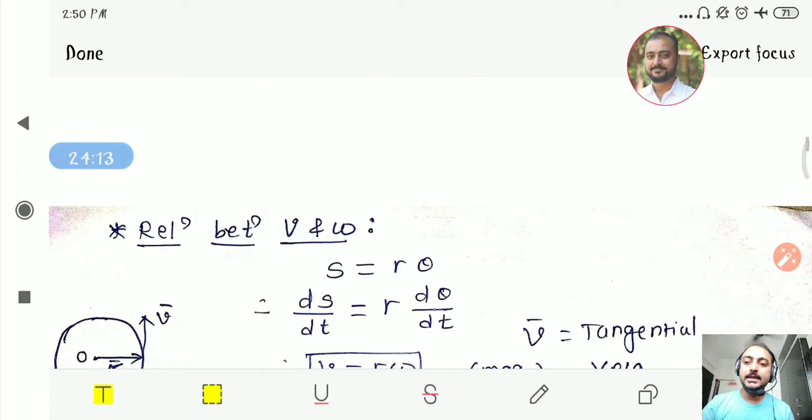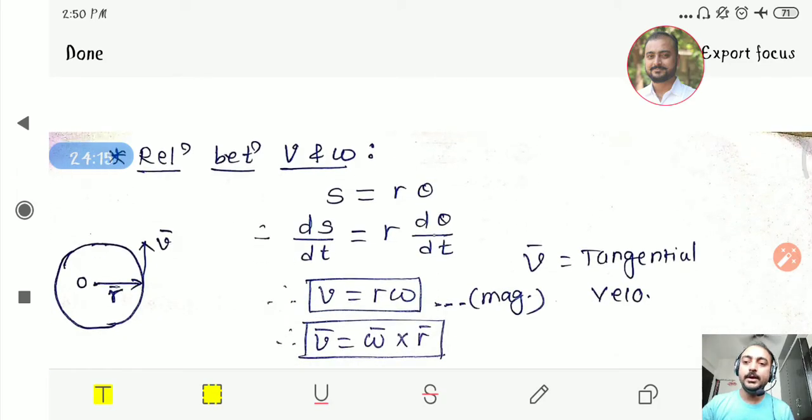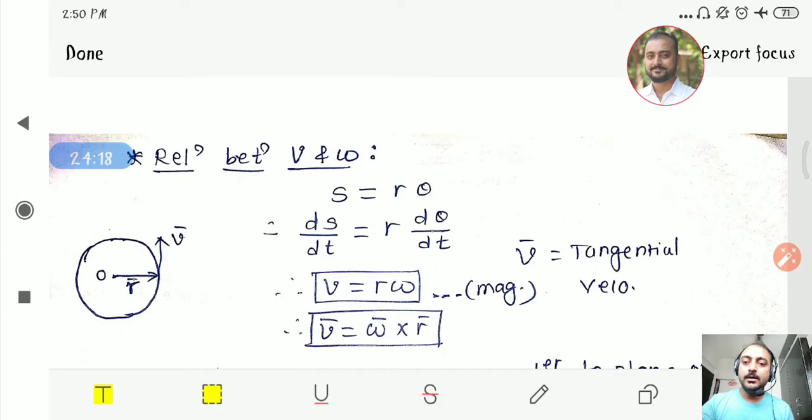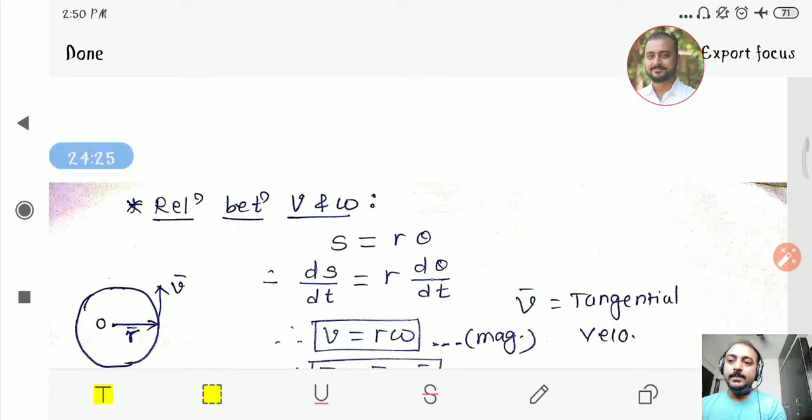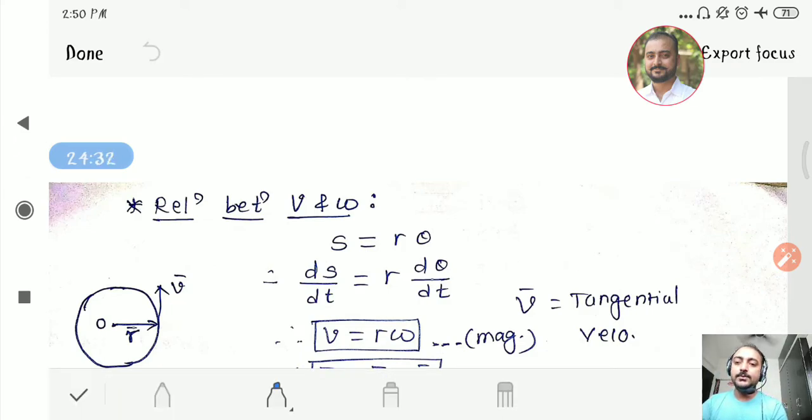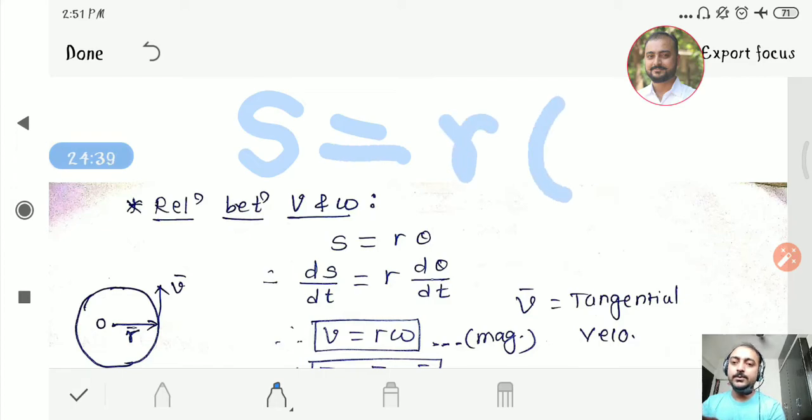Here I am representing the relation between v and omega. Okay, so to represent the relation between v and omega, here we have to use the simple concept as we studied the formula S is equal to r into theta, as per the definition of angle or angular displacement, that is theta is equal to S divided by r.